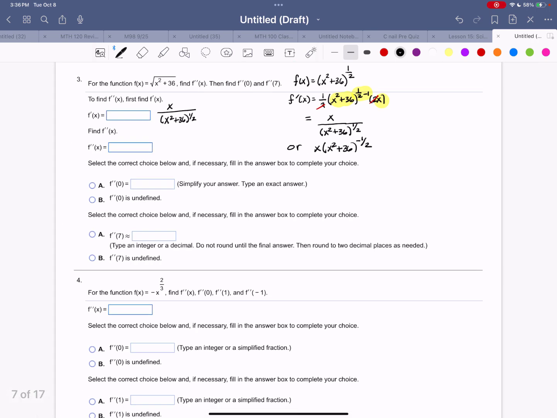So I'll fill these in. For the derivative, first derivative, we got that. For second derivative, we got 36 over x squared plus 36 to the 3/2. For this one, we got 1/6. For this one, we got 0.05.